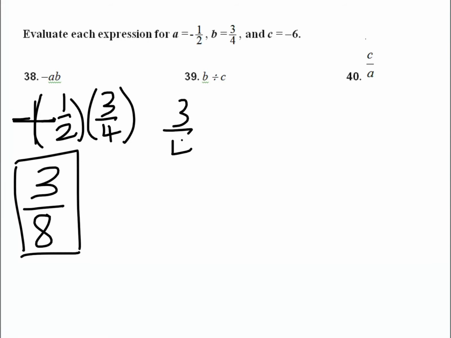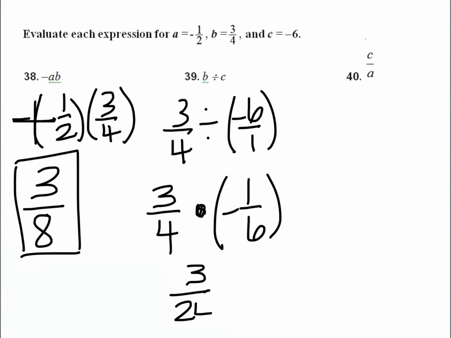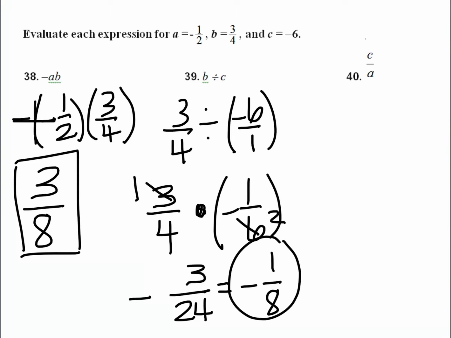Then b is 3/4 divided by -6, which is really like a -6/1. So I'm going to do my keep, change, flip, which gives me 3/4 times a -1/6. Then when I multiply straight across, I have 3/24 and a negative, since they're different signs, and then I can simplify it to -1/8. You also could have simplified before you multiplied and changed these into a 1 and a 2.